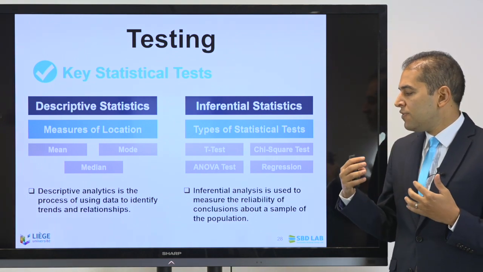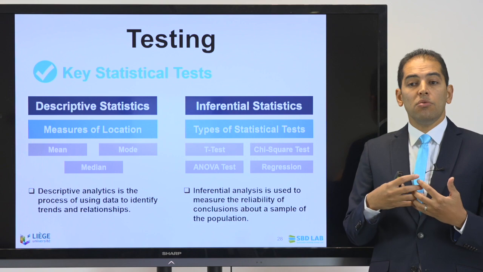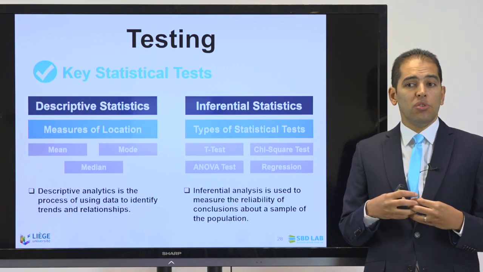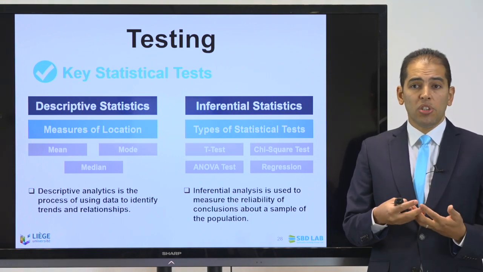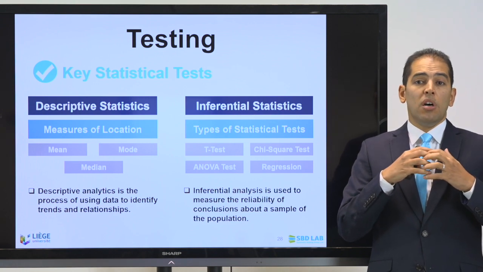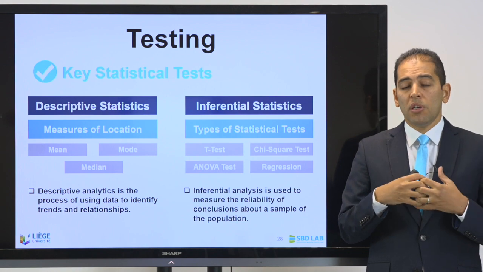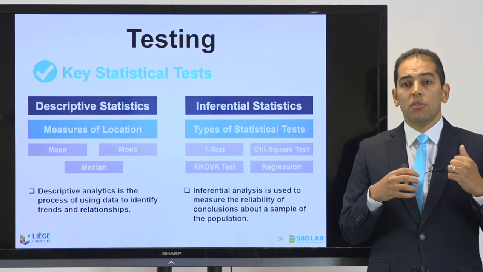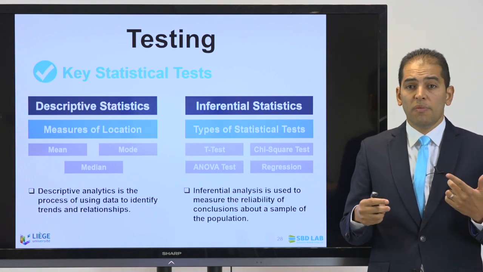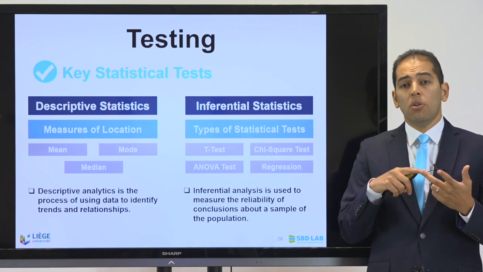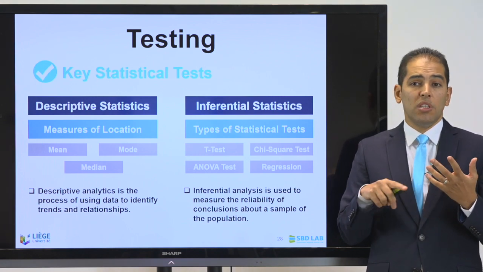We are trying to have inferential analysis that is used to measure the reliability of the conclusion about a sample or of a population. Like I said, we are measuring here more specific comparison of our observation with other aspects. We are looking at variance, we're looking at association, correlation if possible, and causation if possible.